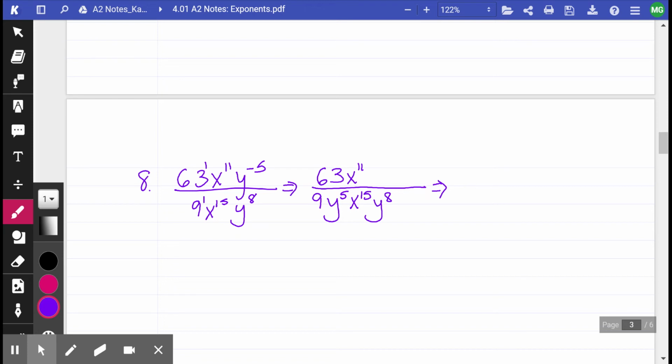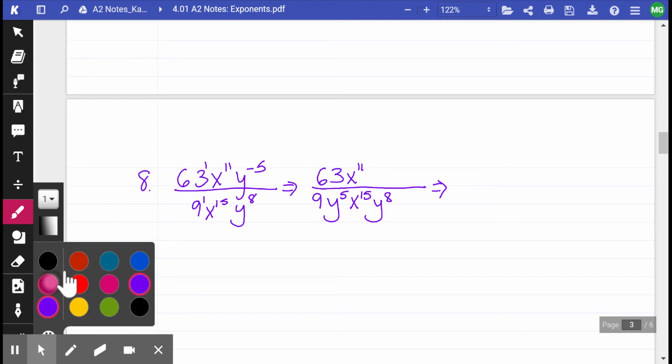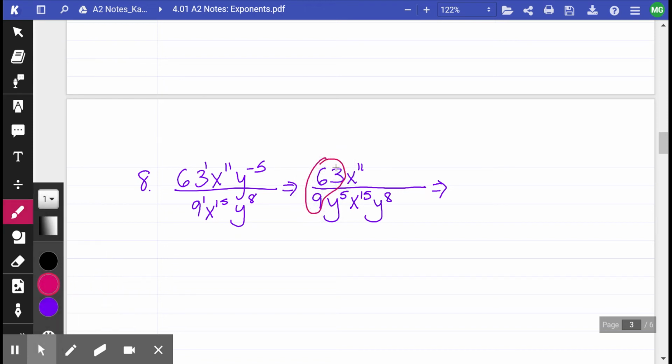Okay, I also can reduce here. So I have the 63 and the 9, the coefficients. So 9 goes into 63 7 times. And that gives me 7x to the 11th over, and here I have y to the 5th and y to the 8th. So that will give me x to the 15th and then y to the 13th.